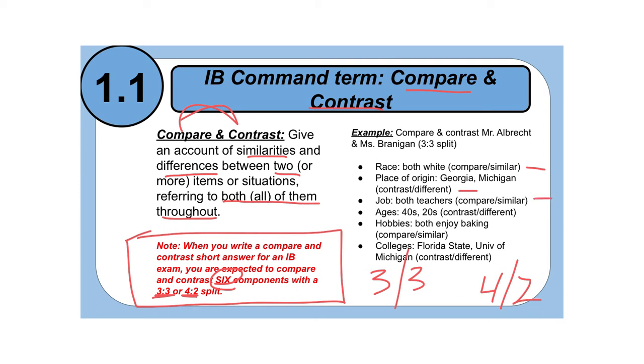I'm in my 40s. She is in her 20s. That is different. We both enjoy baking. That is similar. And I attended Florida State University. She attended the University of Michigan, and those are different. And so you can see this is a 3-3 compare and contrast.